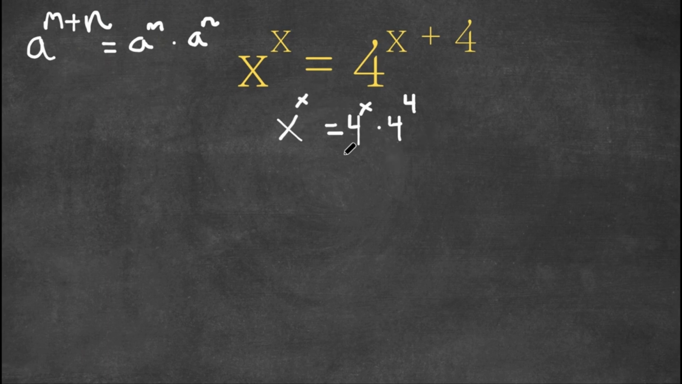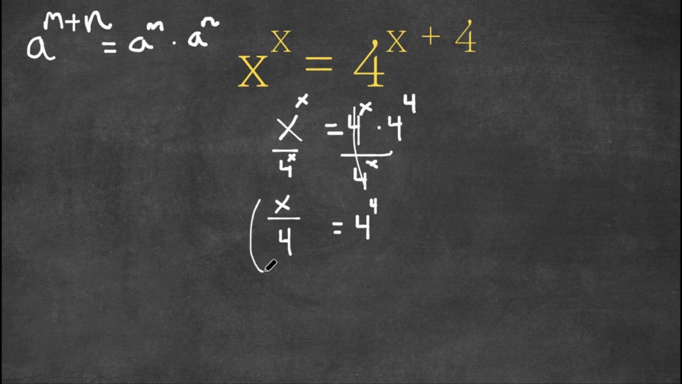So now what I'm going to do is I'm going to divide by 4 to the power of x on both sides. And by doing that, these two would cancel out. So we have 4 to the power of 4 equals x over 4 to the power of x, because both of these are to the power of x. So we could just say that's x over 4 to the power of x.